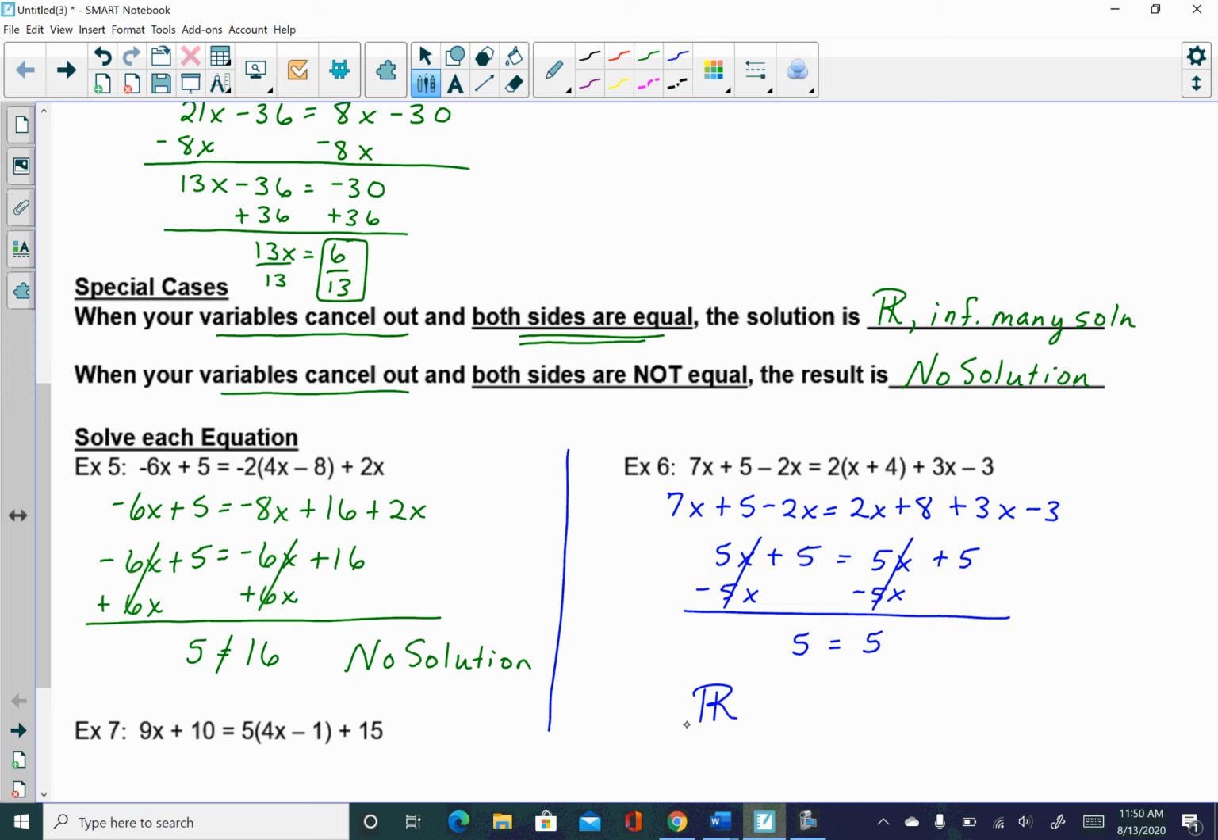That's just the abbreviation for all real numbers. I can't remember if I've addressed that in the video or not. I think I did. That's the abbreviation here for all real numbers. Or you could say infinitely many solutions.